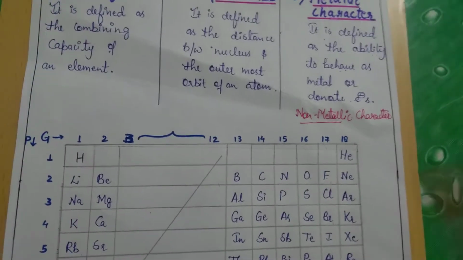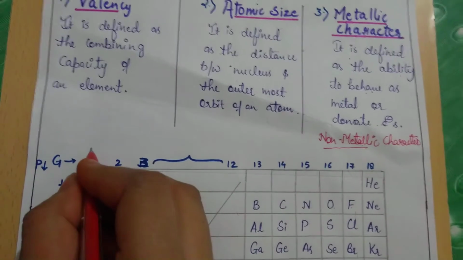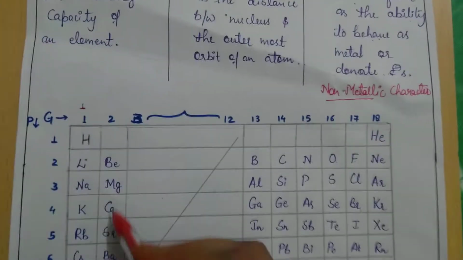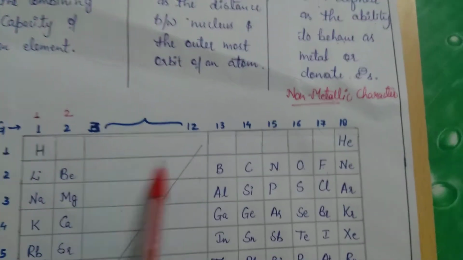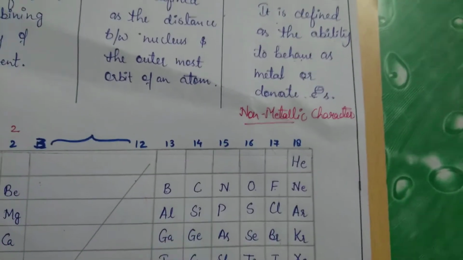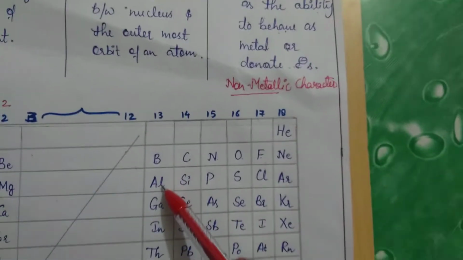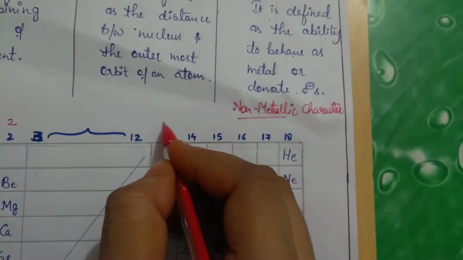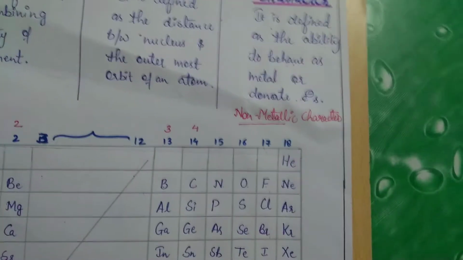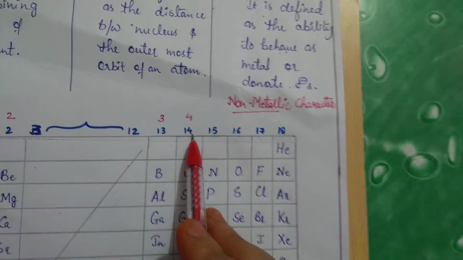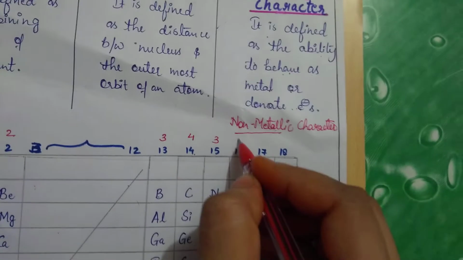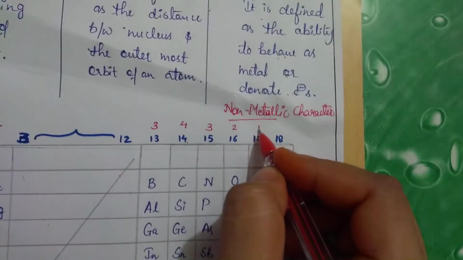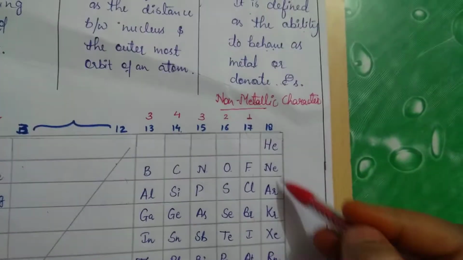Okay. So here is a simple short trick. Keep in mind that first group elements have valency 1. All the elements of group 2 have valency 2. Now leave the elements between group number 3 and group number 12, and come to group number 13. All these elements, that is boron, aluminium, gallium, indium, thallium, will have valency 3. Then group number 14 will have valency 4. After group 14, the valency starts decreasing. So it will be 3 for group 15, 2 for group 16, and 1 for group 17. Then comes the 18th group.